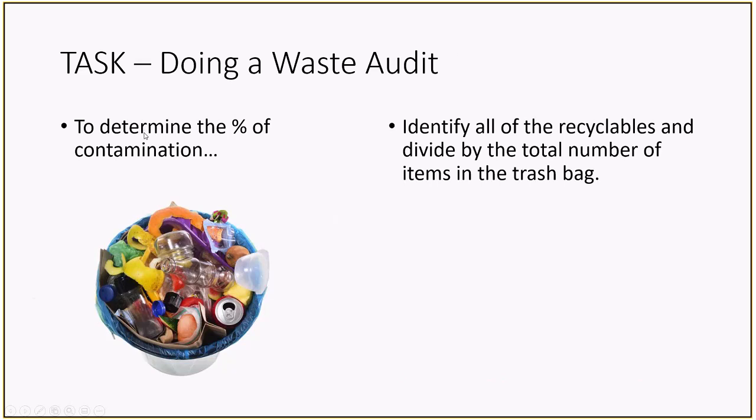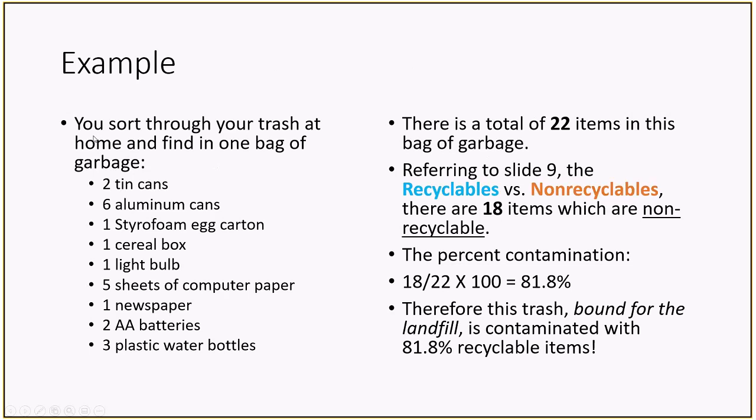So our task is to perform a waste audit to determine the percentage of contamination. We're going to identify all the recyclables and divide by the total number of items in the trash bag or trash can. What you do is you sort through the trash at home and find in one bag of garbage. This is just an example.